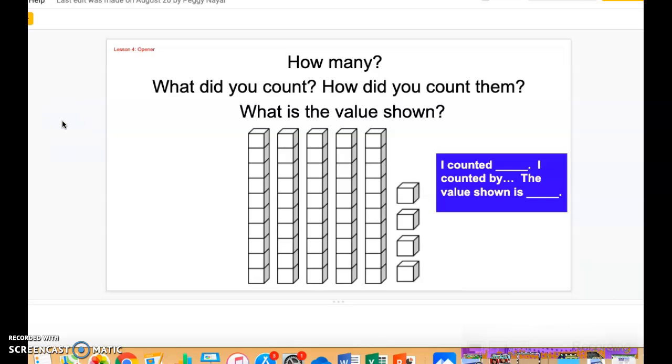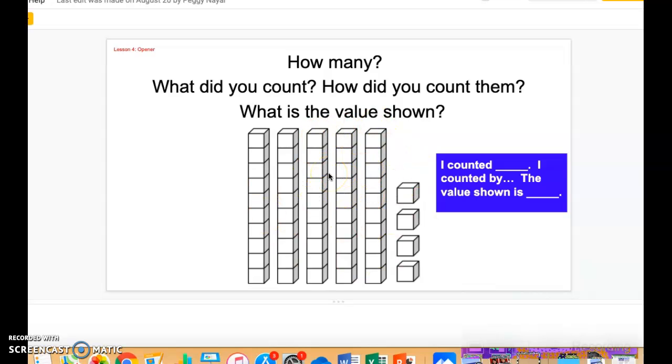All right, second graders, welcome to our mini lesson for Thursday. This is our math mini lesson, and we're going to start with this opener. So take a look at these base 10 blocks. How many? What's the value here? How many base 10 blocks are there?